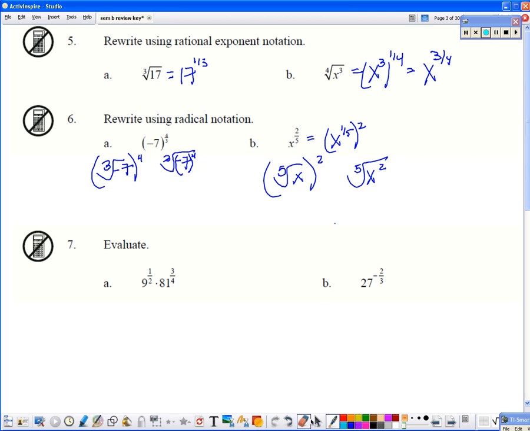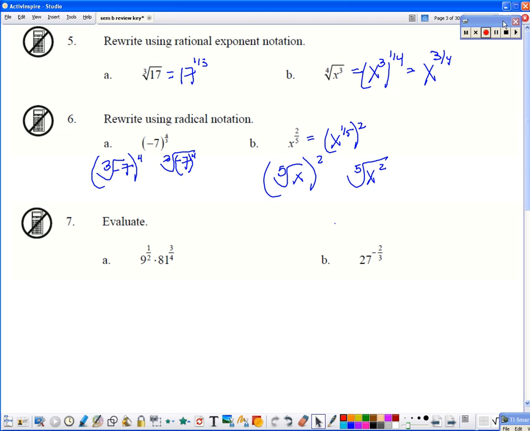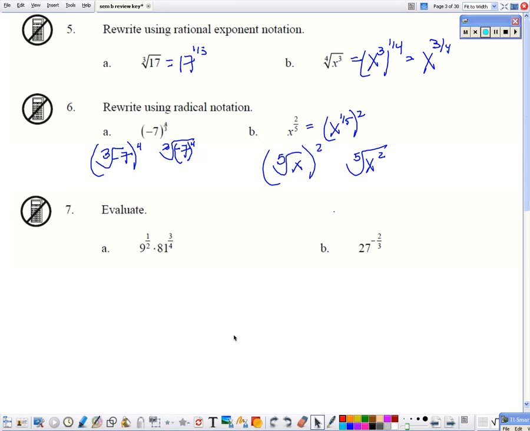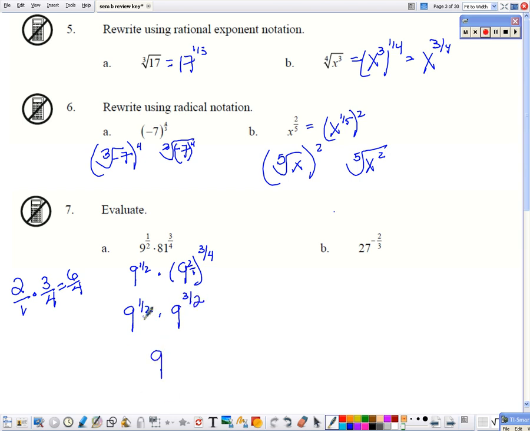Now to evaluate, that means to actually calculate these values. I first have to make these bases the same to be able to combine my exponents. So I'm going to leave the 9 to the 1/2, but I can make 81 be 9 squared. And now I'm going to simplify this exponent. This is 2 over 1, so when we multiply 2 over 1 times 3 over 4, we get 6/4, which reduces to 3/2. And now we're going to add our exponents. We get 1 plus 3 is 4/2, which equals 2. So our answer is 81.